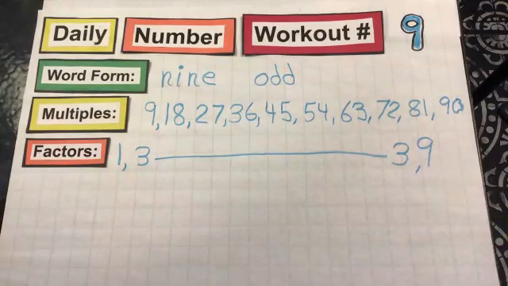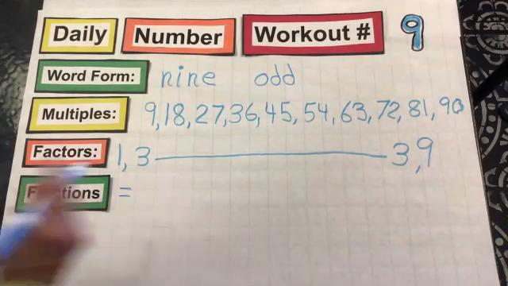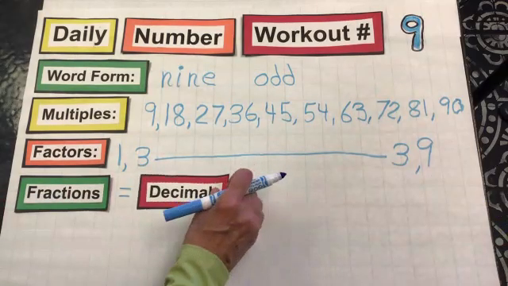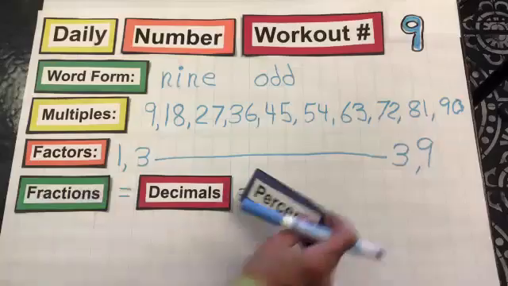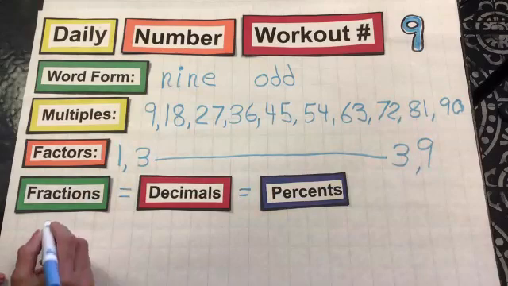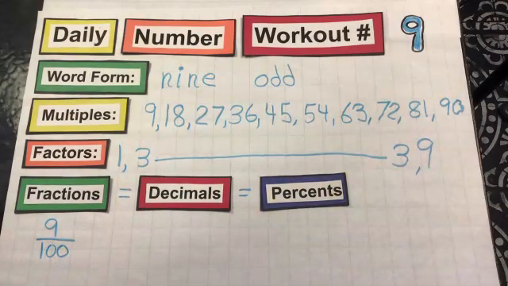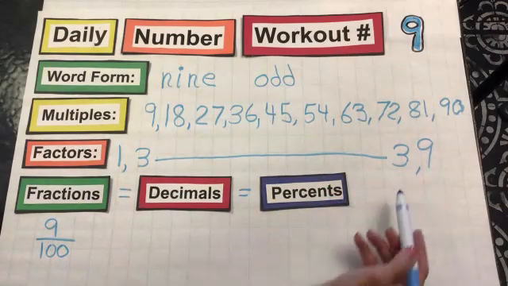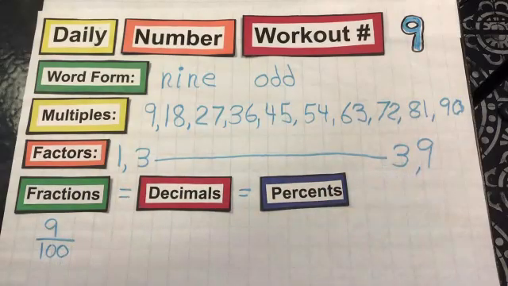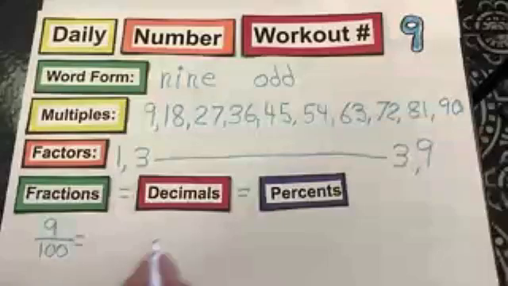All right, our next category is fractions that equal decimals that equal percents. All right, so we're going to do 9 out of 100. 9 out of 100. And we know 9 doesn't go evenly into 100 or 3. And so there's no number we can divide the numerator, the top number, and the bottom number, the denominator, by the same number and get an even division.